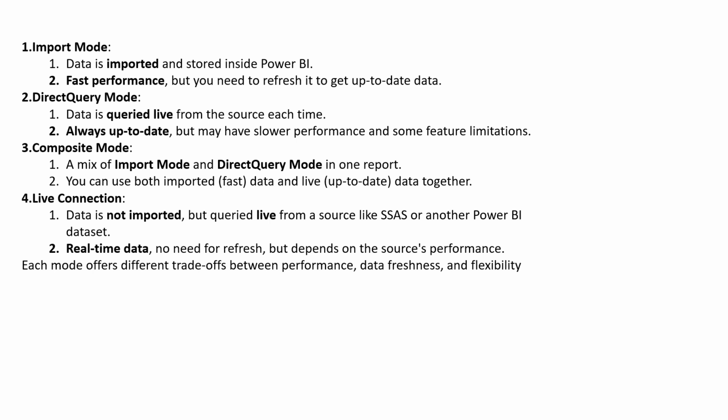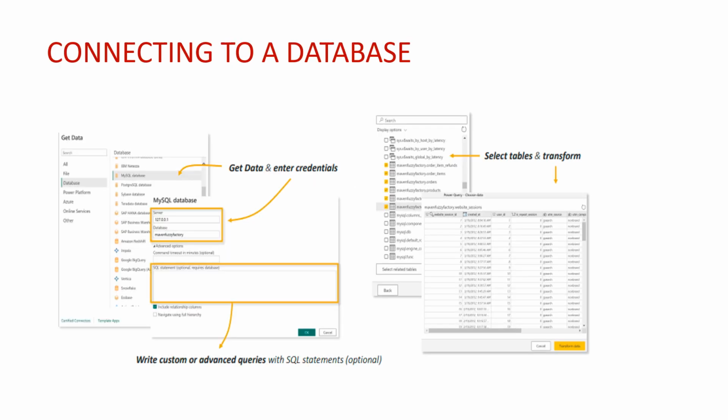Okay, so these are the four types of modes in Power BI: import, direct query, composite model and live connection. Next, we will discuss connecting to a database.